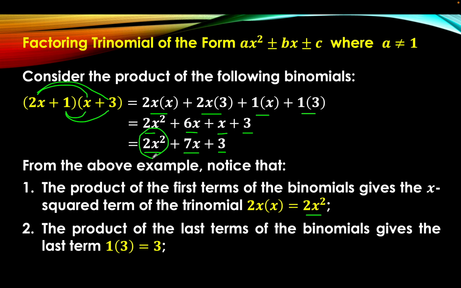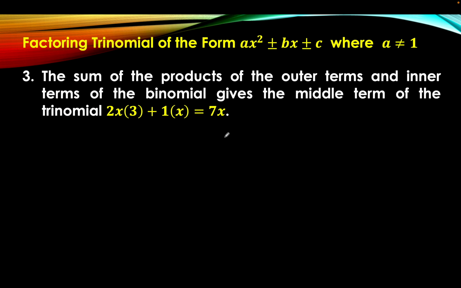The product of the last terms of the binomials gives the last term: 1 times 3, which is equal to 3. Lastly, the sum of the products of the outer terms and the inner terms of the binomials gives the middle term of the trinomial, which is 2x times 3 plus 1 times x equals 7x. Since the middle term is simply the sum of the products of the inner and the outer terms.